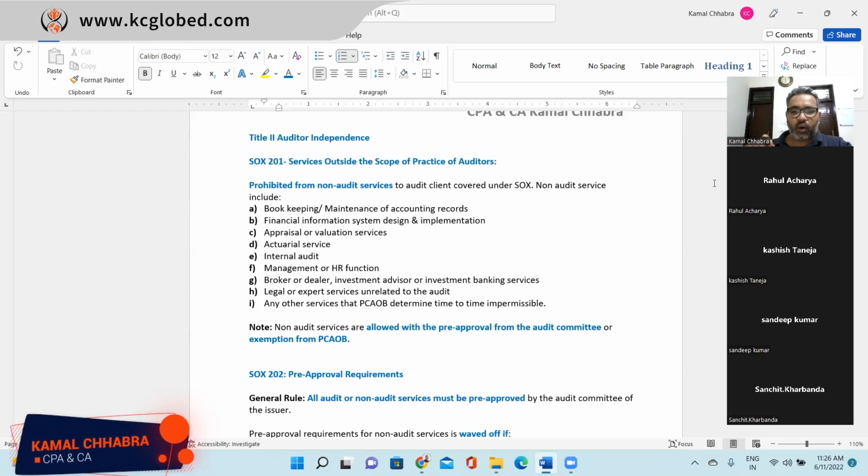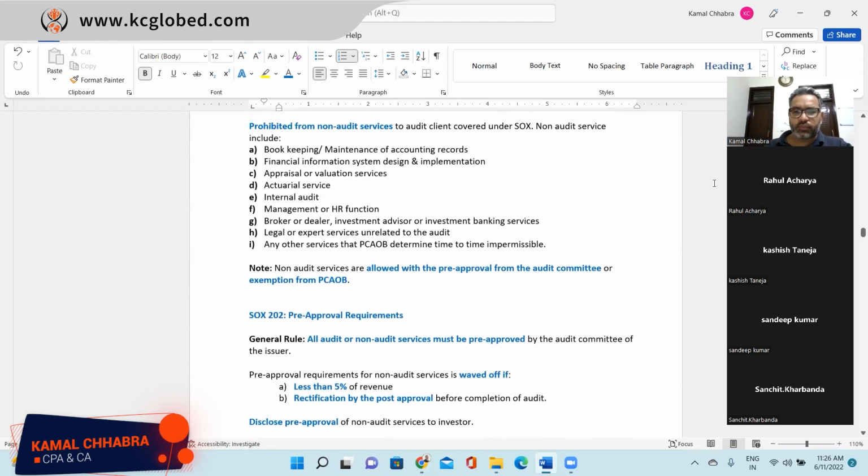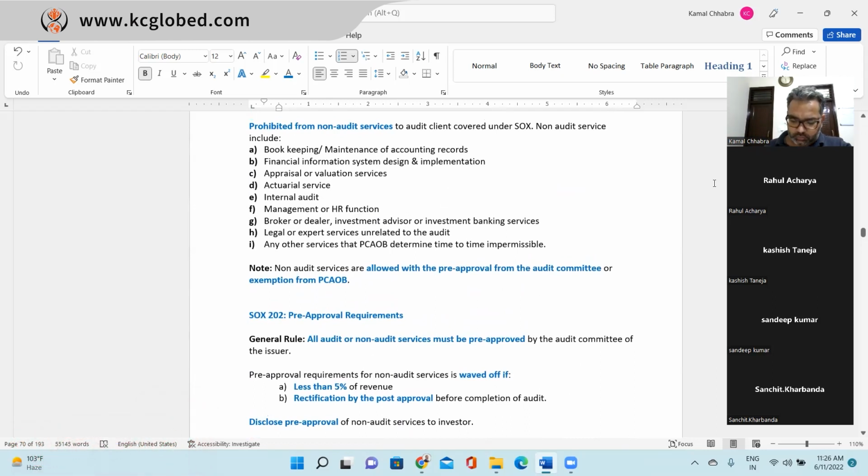Non-audit services are allowed with pre-approval from the audit committee or if exempt by the PCAOB, which is again like independence. And yes, here, as you mentioned, we have to take approval. This is from the standpoint of companies performing a statutory audit or just performing SOX. Yeah, that's a good point.